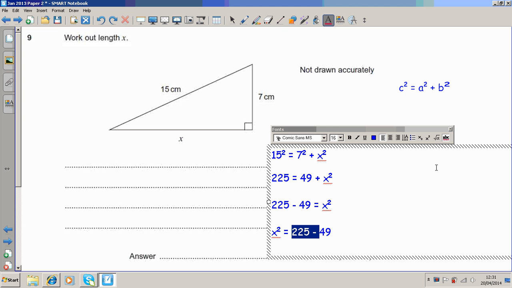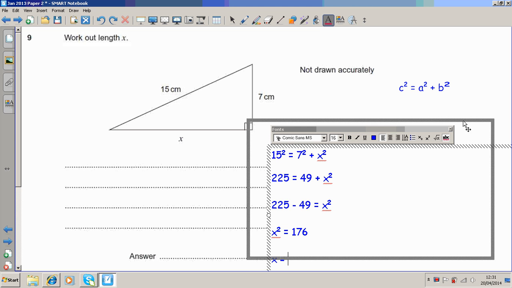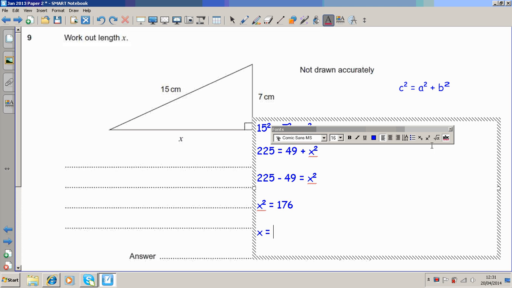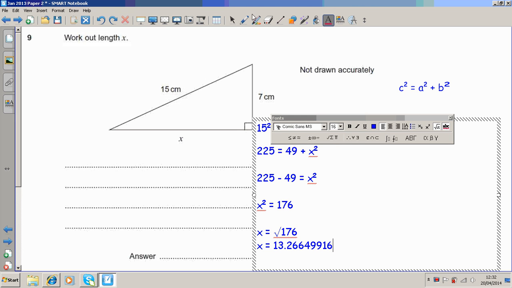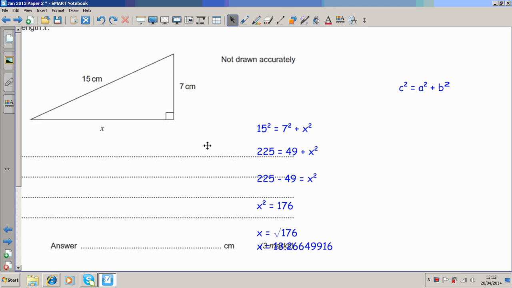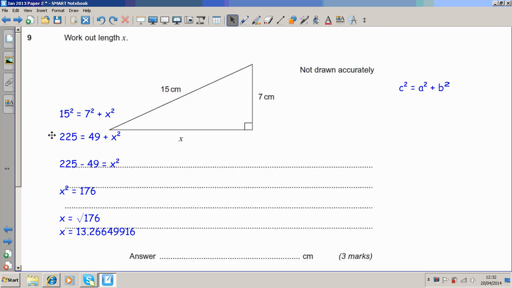Okay, so 225 minus 49 is equal to 176. And so x is equal to the square root of 176, which is equal to, get my calculator out, square root 176 is 13.26649916. So there's your working out.